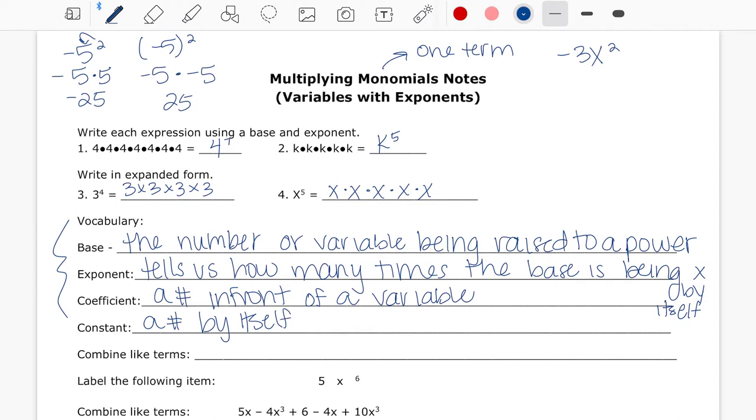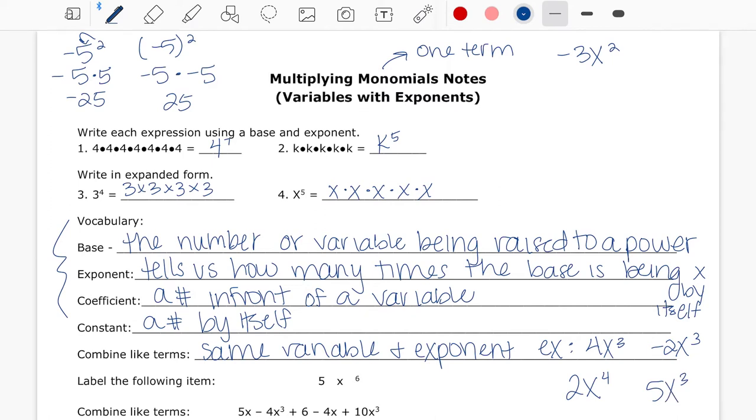When we combine like terms, they have to have the same variable and exponent. For example, something like 4x cubed and negative 2x cubed. They have the same variable and the same exponent. Something like 2x to the 4th and then 5x cubed. Even though they have the same variable, they don't have the same exponent, so these are not going to be like terms.